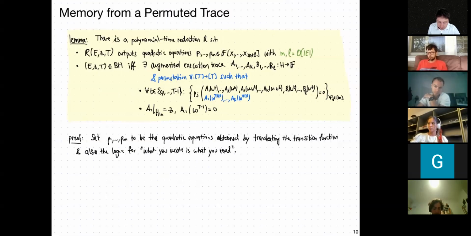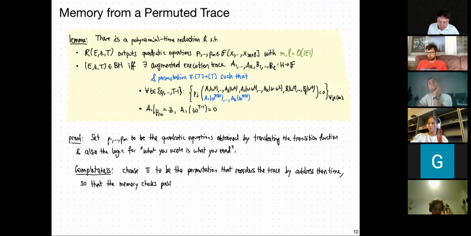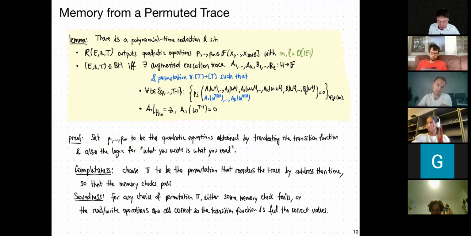This is basically what I said. The completeness is that you choose the permutation to be the correct reordering of the trace by address and time, so the memory checks pass. And soundness is that for any permutation, either some memory check will fail or the read-write operations are all correct, so the transition function is fed the correct values, right? So is it clear that because of thinking of a trace and a permuted trace, that this one will make sure it is in the correct memory order, so we can have this reduction?